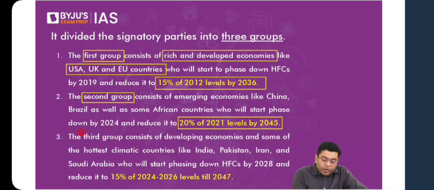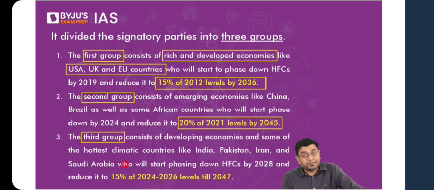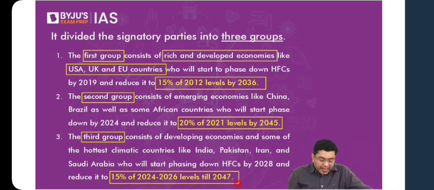Okay, the third group consists of developing economies and the tropical countries, which require a high amount of cooling as well, such as India, Pakistan, Saudi Arabia, Iran. There, the phase out has to begin by 2028, and it has to reduce to around 15% of 2024-26 levels by the year 2047.